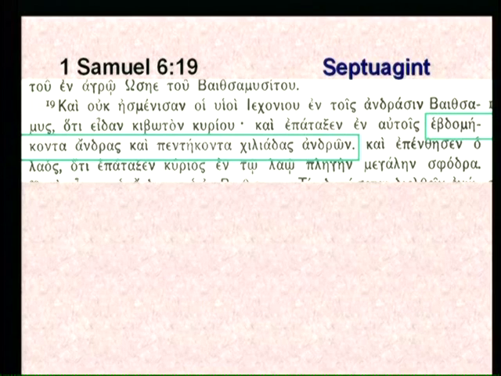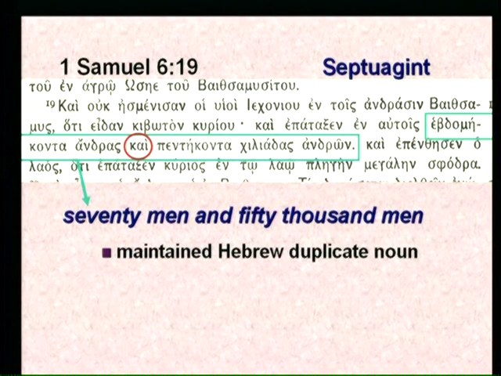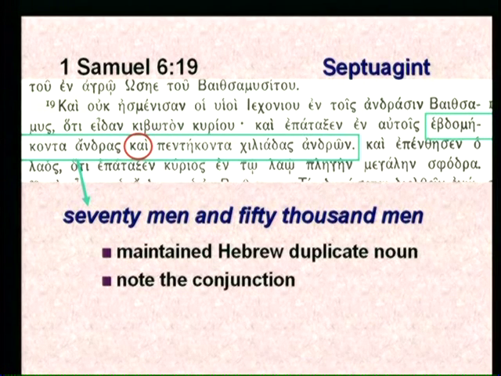But as we look at it, we find out it says the same thing. It has hebdomekonta andras, 70 men, kai pentekonta, that's "and 50," chiliadas, 1,000, andron men. Notice the things that occur. 70 men and 50,000 men. We maintain the Hebrew duplication of the noun. Ish in the Hebrew is duplicated here by the use of aner in the Greek. We have a conjunction added to make it smoother Greek. It is more natural Greek to use a conjunction in a number like this. It is unnatural for Greek to omit a conjunction.